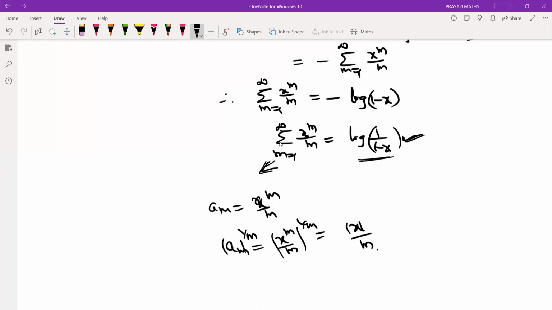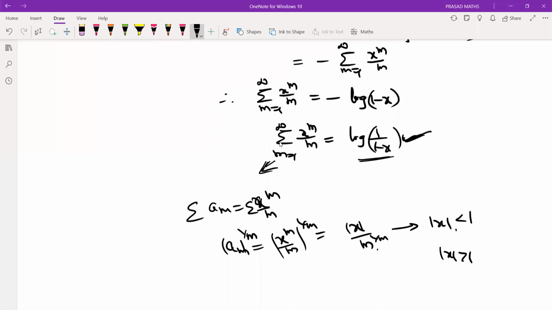Therefore what is this exactly? This is whole power 1 by m is exactly what? mod x. This tends to mod x, which is always less than 1. Therefore this series is convergent. ఈ సిరీస్ ఎప్పుడు కన్వర్జెంట్ అయింది? బై nth root test దిస్ లెస్ దెన్ 1 అయినప్పుడు. ఆల్రెడీ మీకు ఇచ్చింది కదా లెస్ దెన్ 1 అని. సో యువర్ ఆప్షన్ ఈజ్ రైట్ అనమాట.